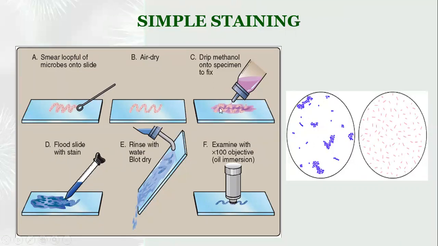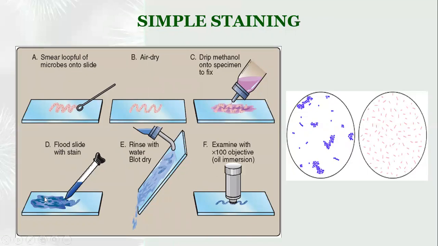Then methanol is added. The process is methanol fixation. If it is not methanol, you can also heat fix the smear. Then flood the smear with a dye. What are the dyes used? Loeffler's methylene blue, crystal violet, or safranin. Any of these stains you can use, but only a single stain. Flood the smear with the stain.